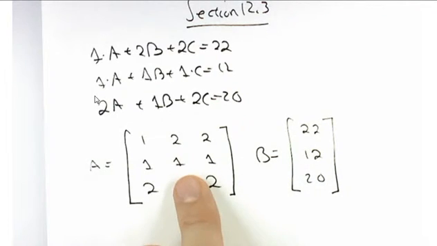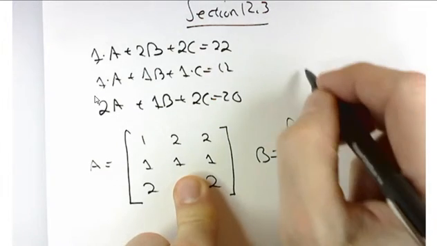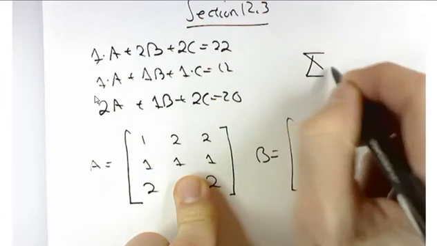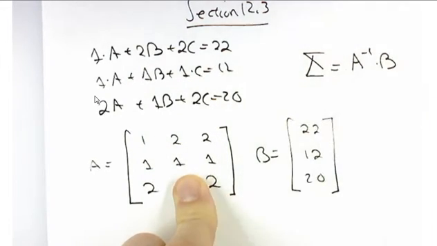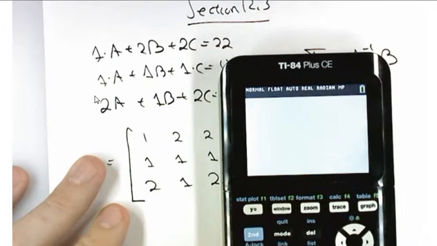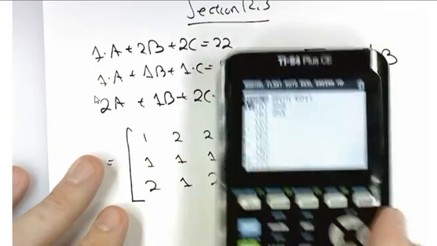We want to enter these into our calculator and then calculate our solution as being A inverse times B. So that's what we need from our calculator. So copy that down, and let's get busy putting these into our calculator. We're going to put this into our calculator much like we did for Cramer's rule. So hit the second key, then the X inverse key.